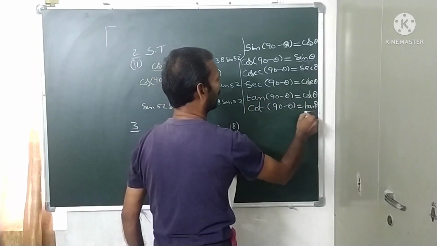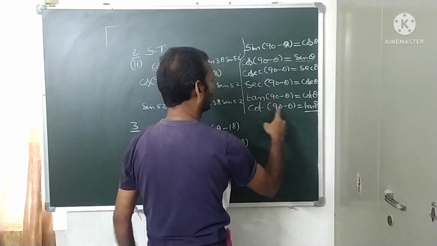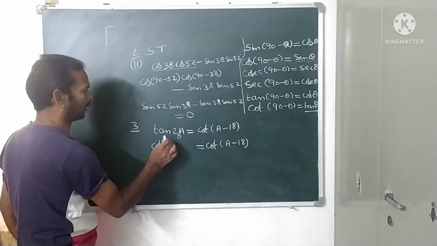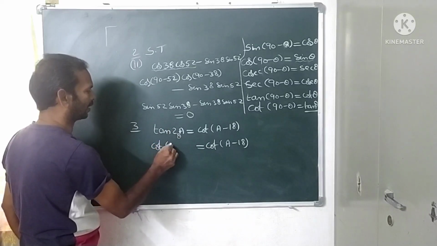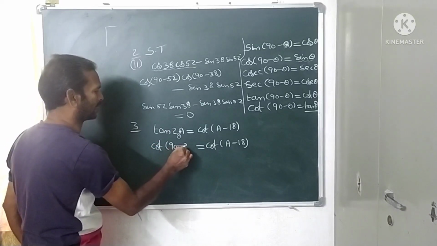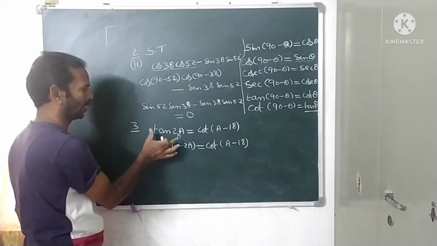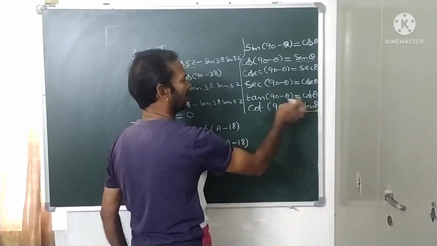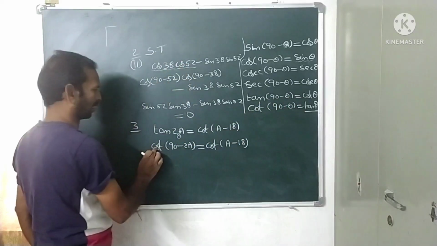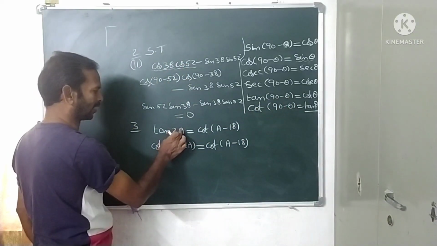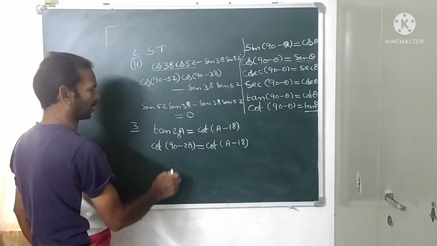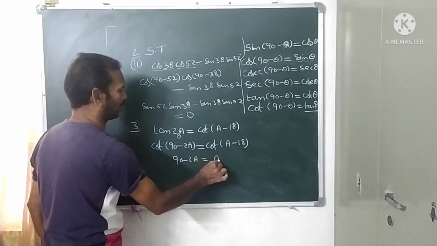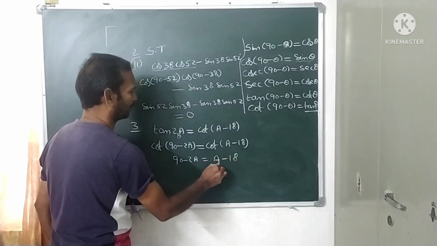See tan. Tan theta means what? Cot 90 minus theta. What I am writing? Tan theta is there means cot 90 minus theta. That's all. So tan 2a means cot 90 minus 2a. Here theta means 2a. Then both sides cot remove. 90 minus 2a is equal to a minus 18.